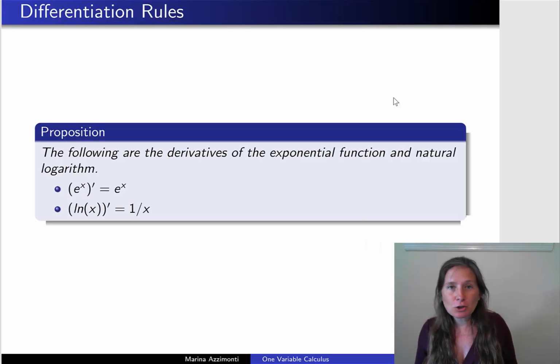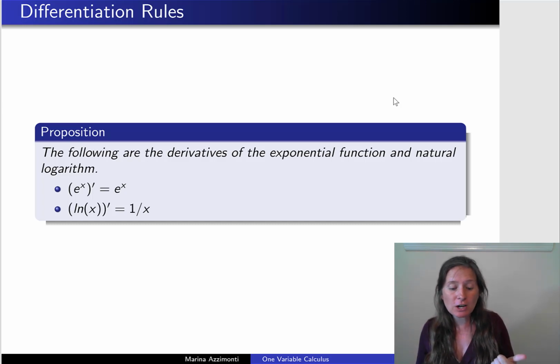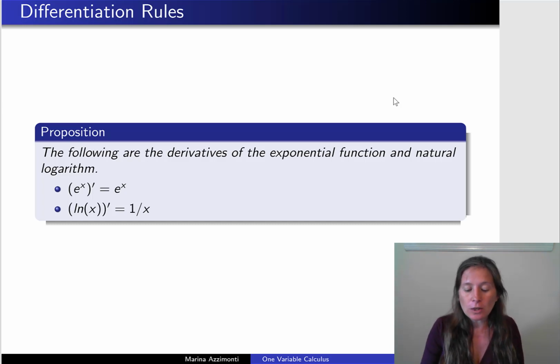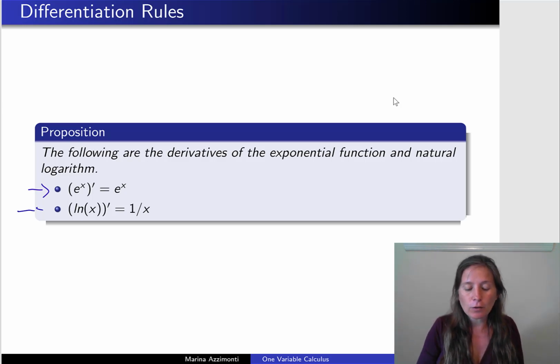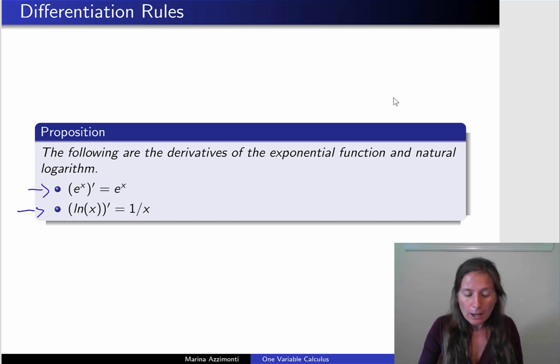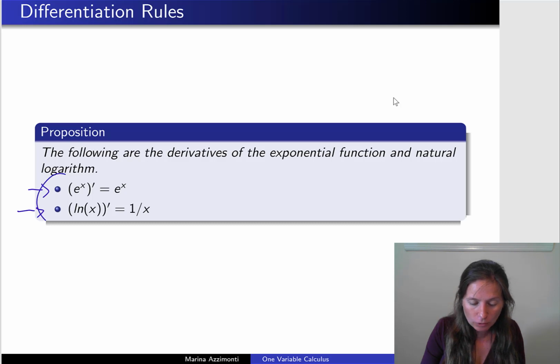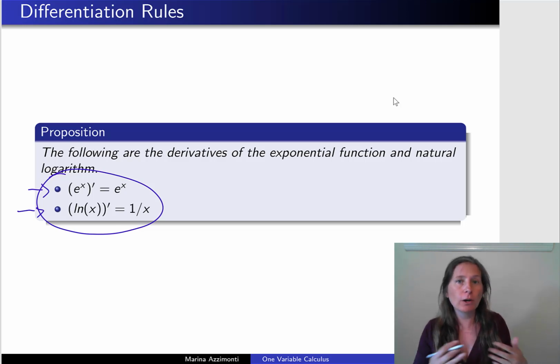The last two differentiation rules, we are not going to prove them, but we are going to be using them a lot, is how to compute the derivative of the exponential function and the natural logarithm. So the derivative of the exponential function is just the exponential function itself. The derivative of the logarithmic function is 1 over x. These two particularly are going to be very useful later on because, as I said before, we like our utility functions to take one of these two forms.